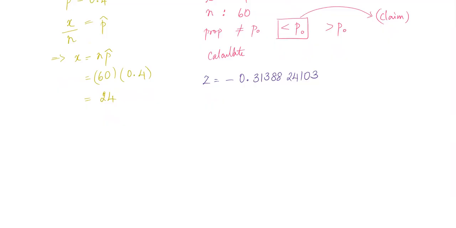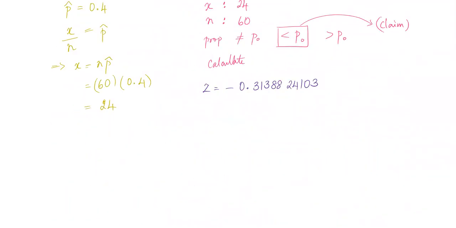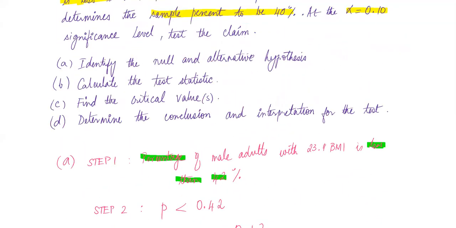So let's come back and answer the question. Right. So to answer the question, we say test statistic is z equals negative 0.31388244103. But you can kind of round it, because it's a z value, we want 3 places, maybe. 3 places is good enough. 2 should do, but 3 is fine. We got that. B, then go to C, find the critical values.